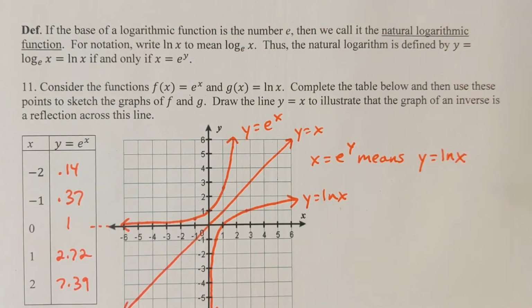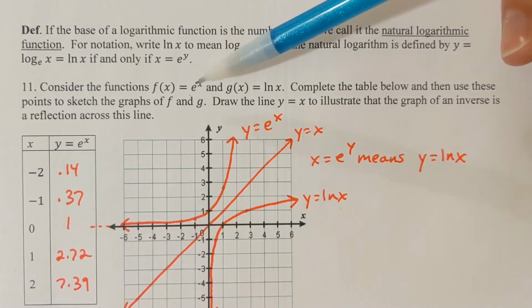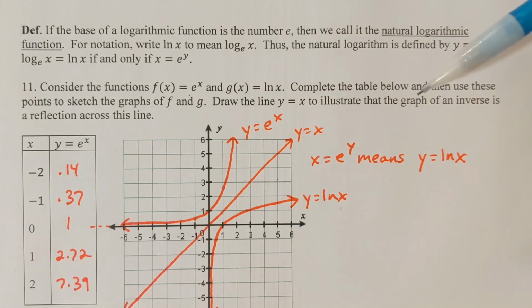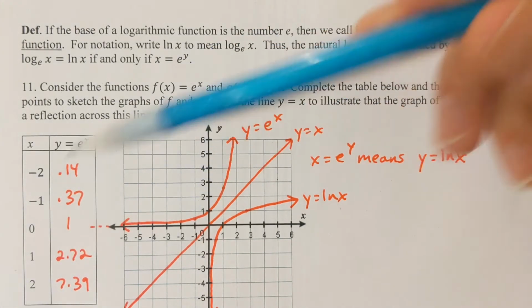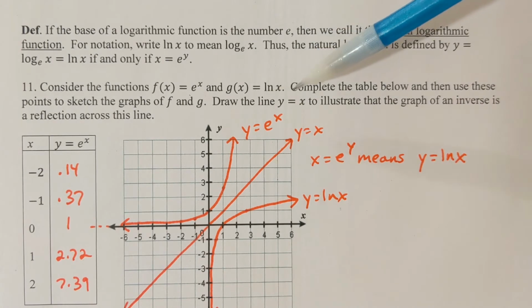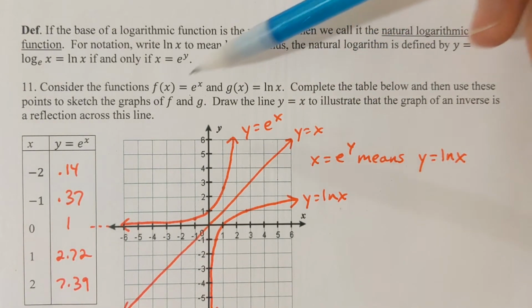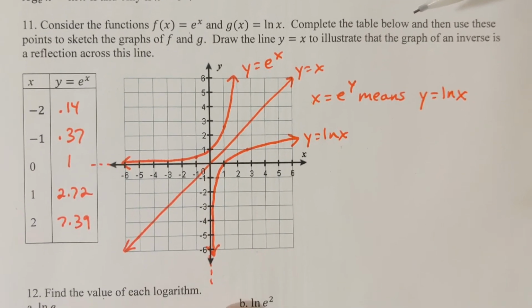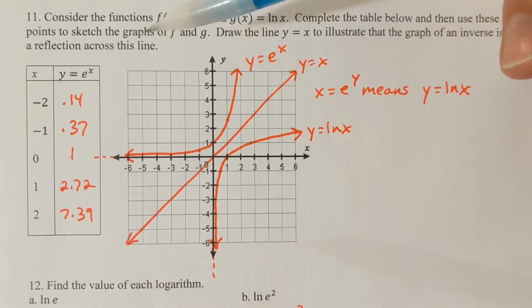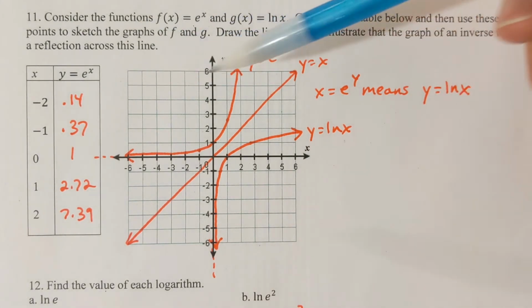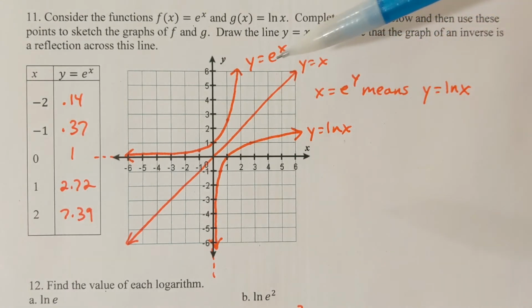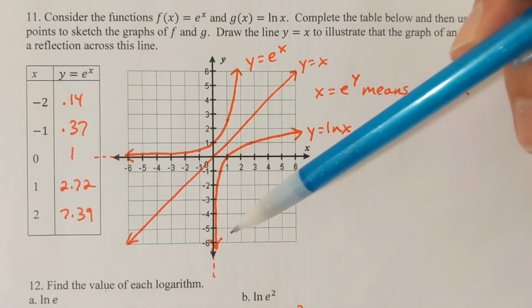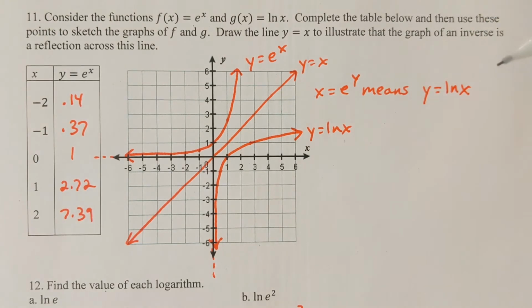Problem 11. Let's take a look at the graphs of y equals e to the x and y equals the ln of x. I'm going to complete the table below, and then I'm also going to draw the line y equals x to illustrate that these two are inverses of each other. So let's do that now. We have already graphed y equals e to the x in the last section. If you were to flip back in your notes, you'd see that. I'm going to have us regraph that curve because it's going to play a role in how I get the graph of y equals the ln of x.